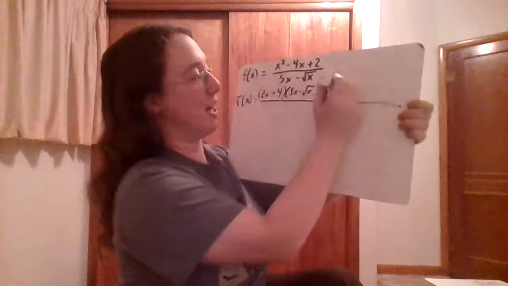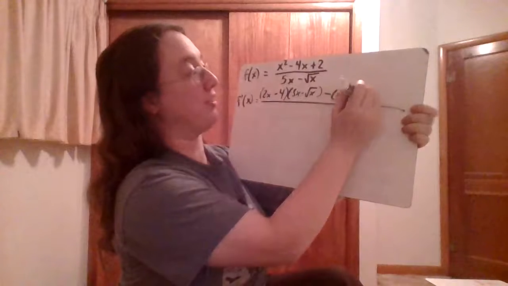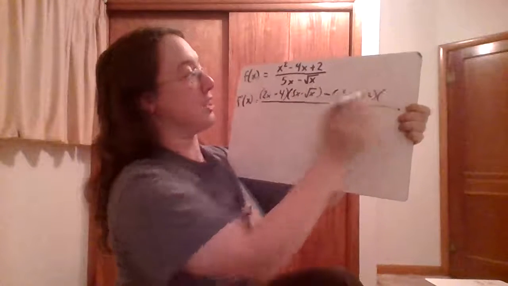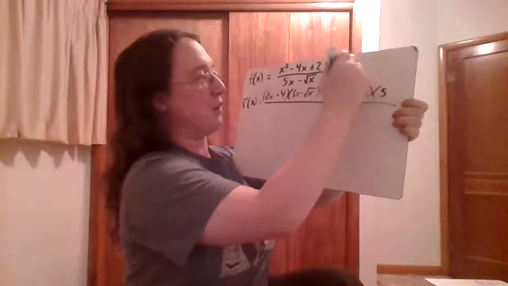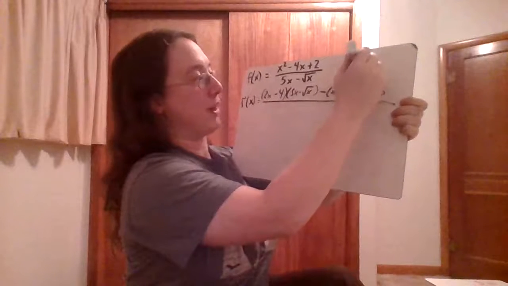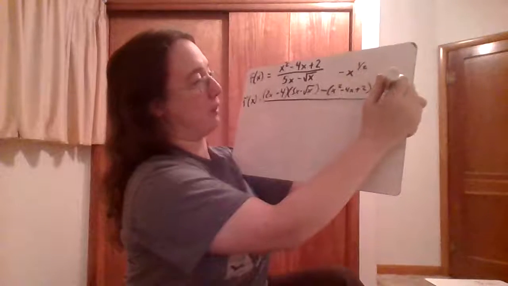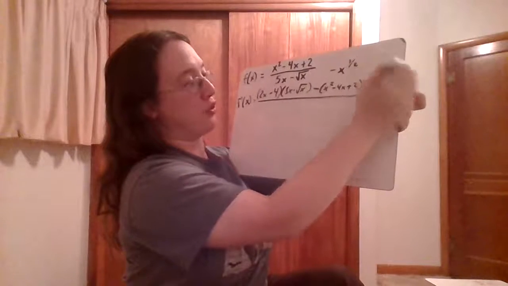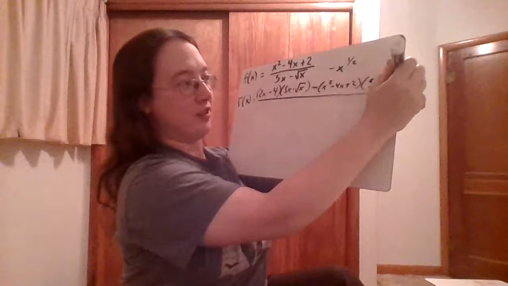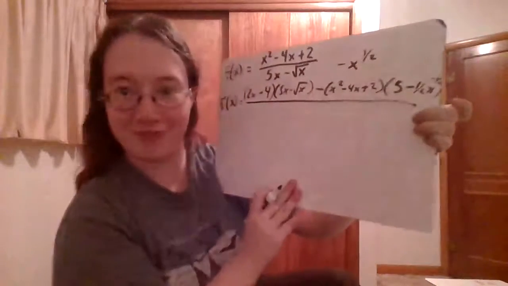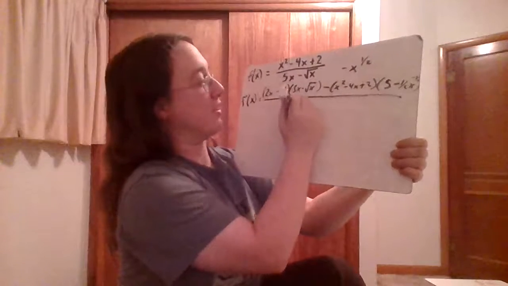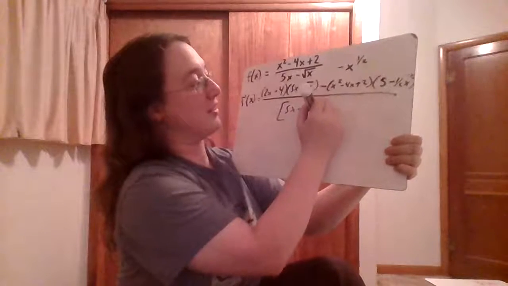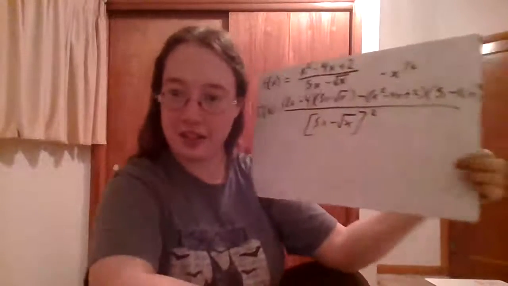minus the top, so x squared minus 4x plus 2, times the derivative of the bottom, so the derivative of 5x is just 5, and then I'm going to rewrite that minus square root of x as minus x to the 1/2. That 1/2 is going to hop out front. x to the, and then 1/2 minus 1 is negative 1/2. Almost actually fit on the board there. Okay, and then we want that divided by the bottom squared. Okay, and there's our derivative.